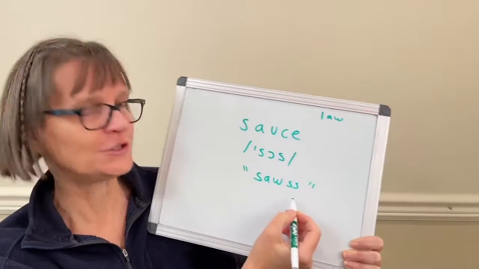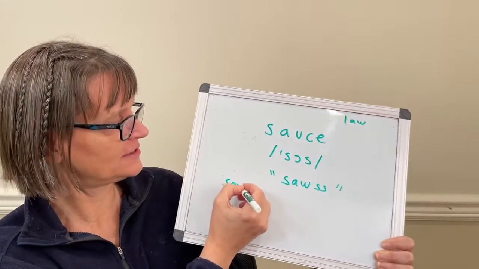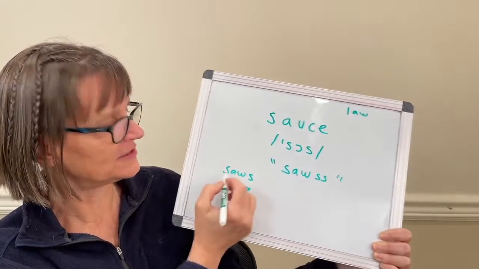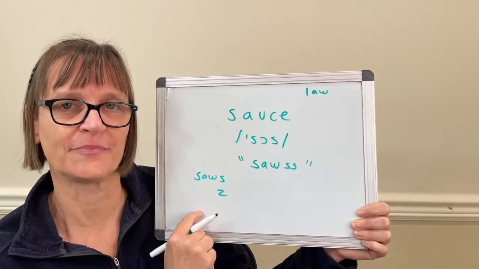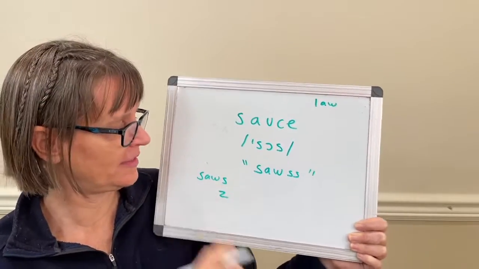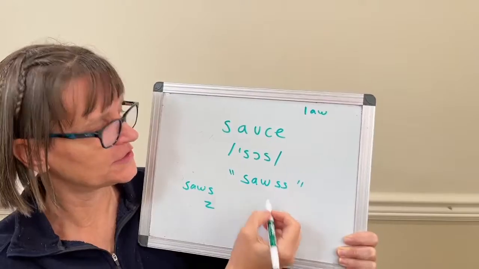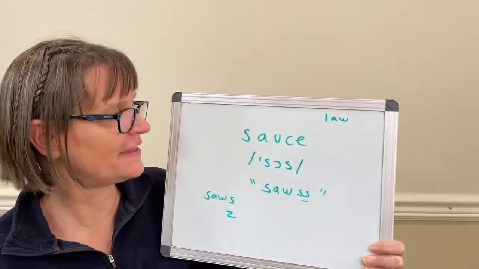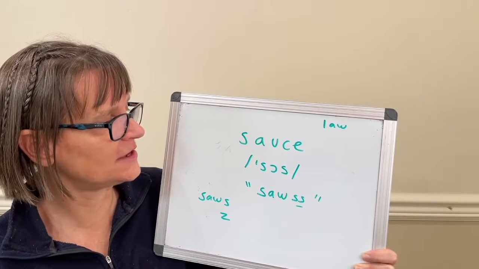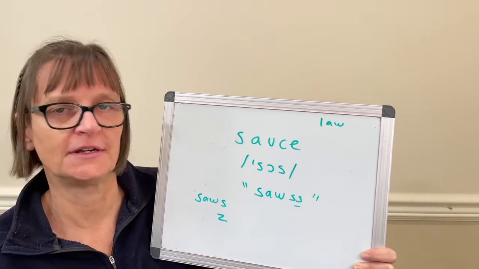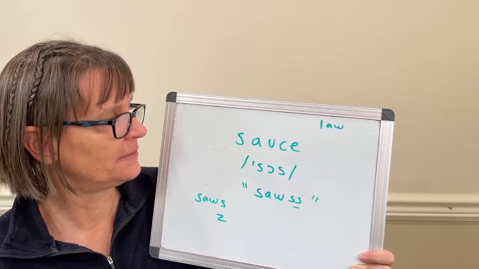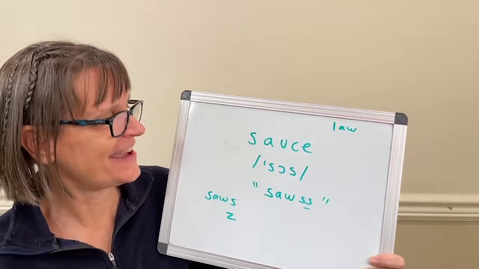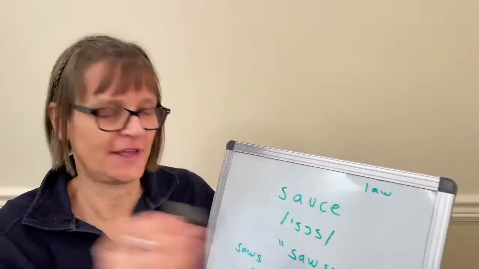I'm using two S's here because if I write saws, that's like the plural of one saw to cut with, and that S is a Z sound. So for sauce, I'll just use two S's to help clarify that. So it's in the sauce, spaghetti sauce. We like the sauce. Okay, there's help for that word.